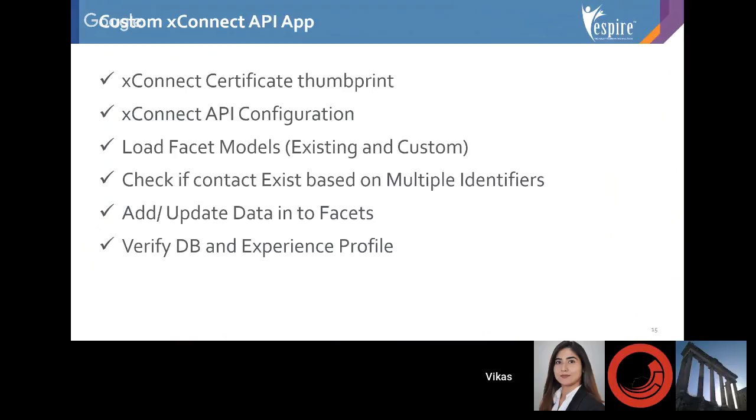You do have to provide some configuration to connect to the API. You need to load the facet. Now we have two facets: the existing facet, where Sulbi showed you the experience profile with some personal details, which is stored in a personal facet, and there are many other existing facets. Here we have added one more facet specific to our need: the student course and the country they come from. We'll check if that information already exists in our XDB. If it exists, we will update. If not, we'll add. And then we'll verify the information in the Sitecore database.